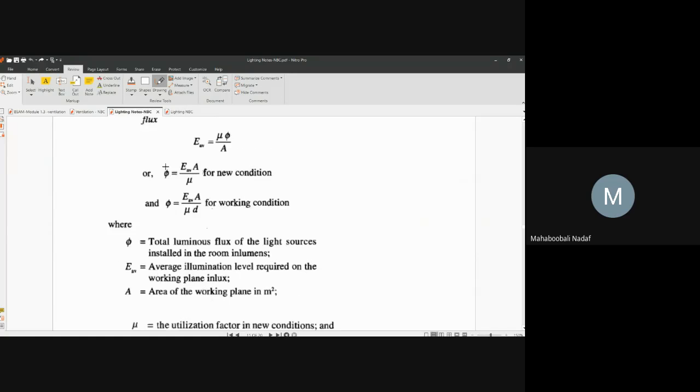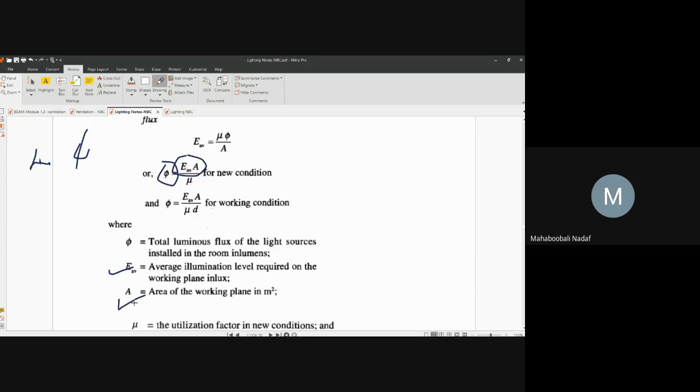What is this? Phi. Phi is the luminous flux of that bulb required. How many watts, how much luminous output of bulb do you need? That is equal to EAV into A divided by mu. EAV is nothing but the average illumination required. That has to be taken from table number 4.